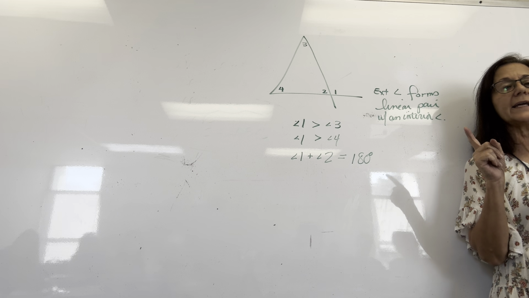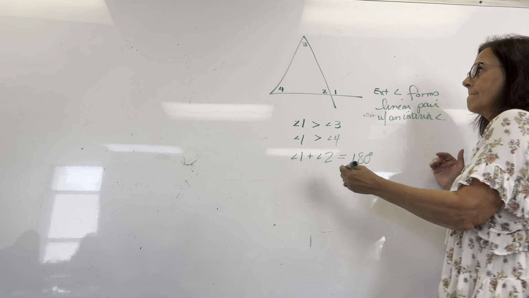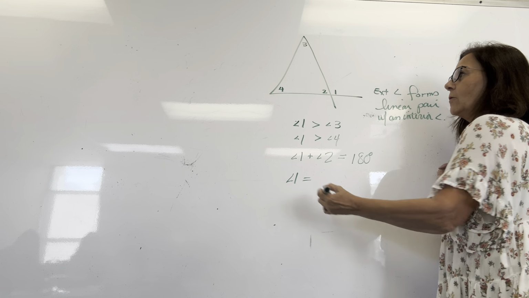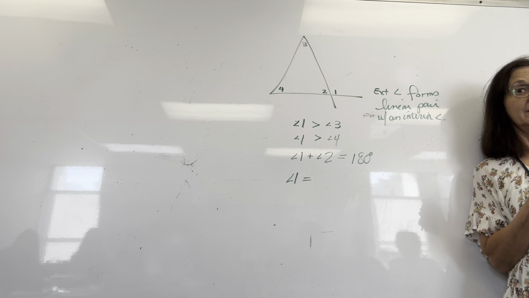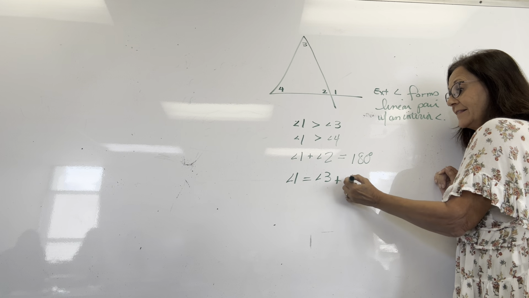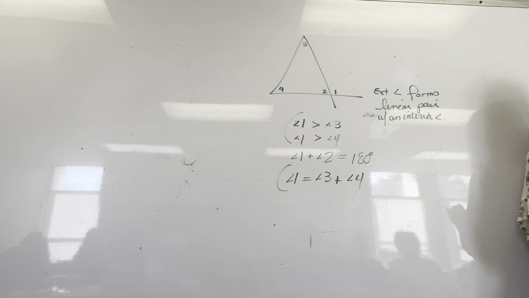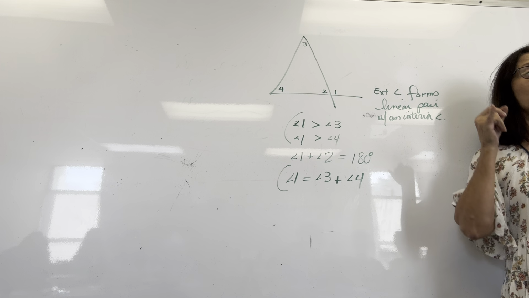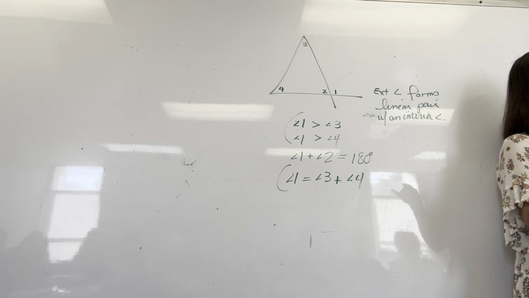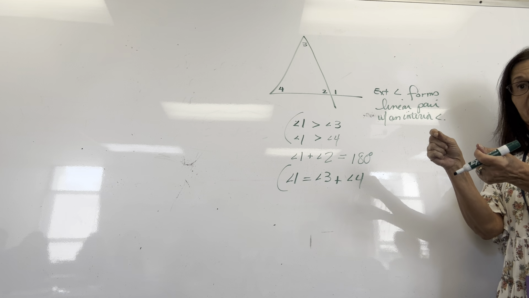There's something else I can write with an exterior angle, an equation. Angle 3 plus angle 4 equals... I'm going to write angle 1 equals the measure of angle 3 plus the measure of angle 4. So when I'm dealing with exterior angles, I know that an exterior angle is greater than either remote interior angle, and it is equal to the sum of them.